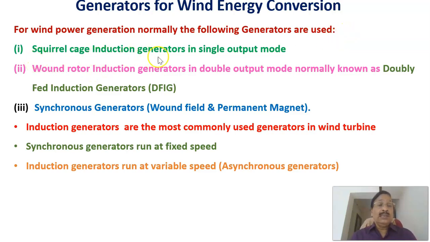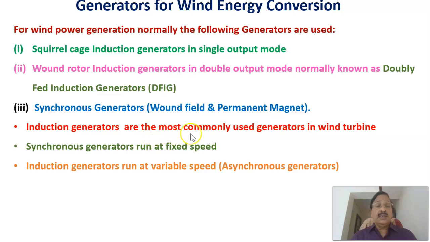One is the squirrel cage induction generators in single output mode. Second, wound rotor induction generators in double output mode, that's known as doubly fed induction generators, DFIG. Here only one output, but here two outputs. The third one is called synchronous generators, that is, one field and permanent magnet.